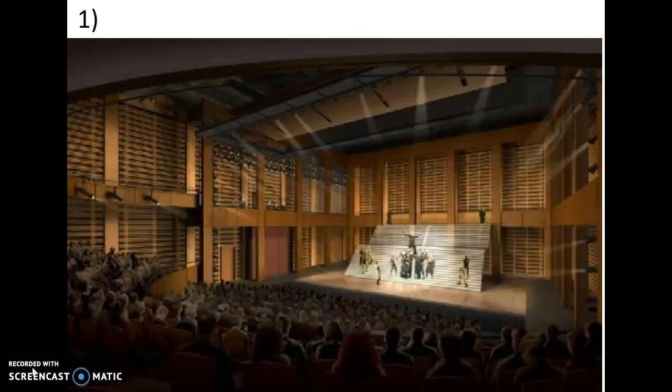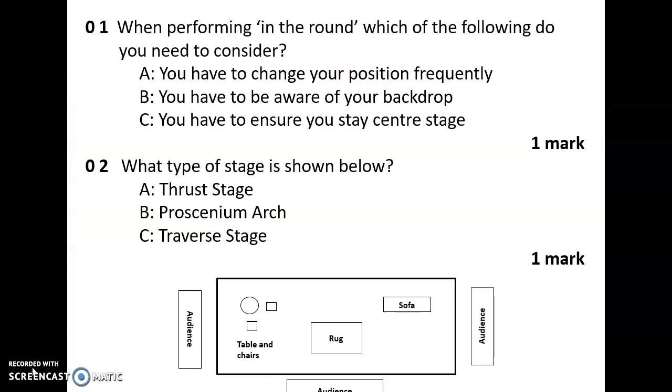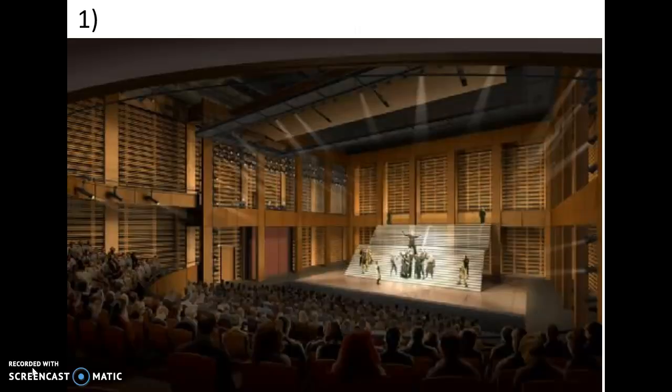Okay, now I think it's five questions. I'm going to show you some pictures, and what I would like you to do is write on a piece of paper what type of staging you think it is. So, as a reminder, they are proscenium arch, traverse, thrust, theatre in the round. Have a think about which type of staging you're about to look at. So that is question 1. What type of stage is that?